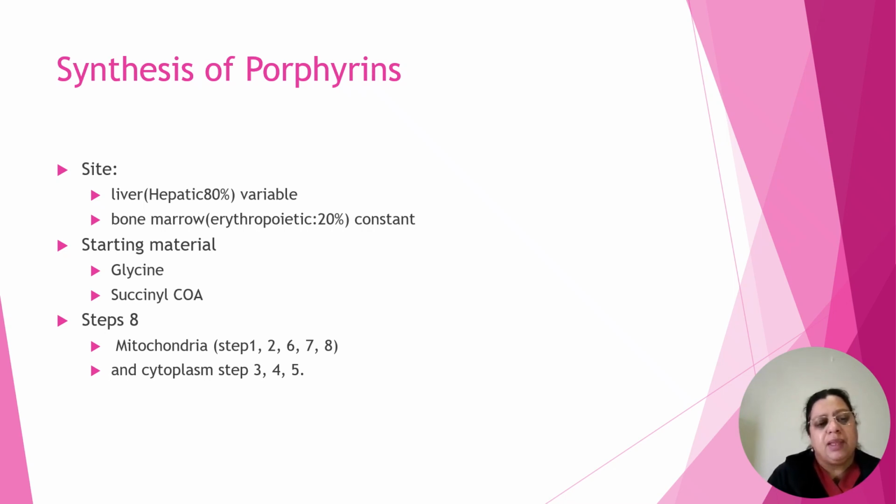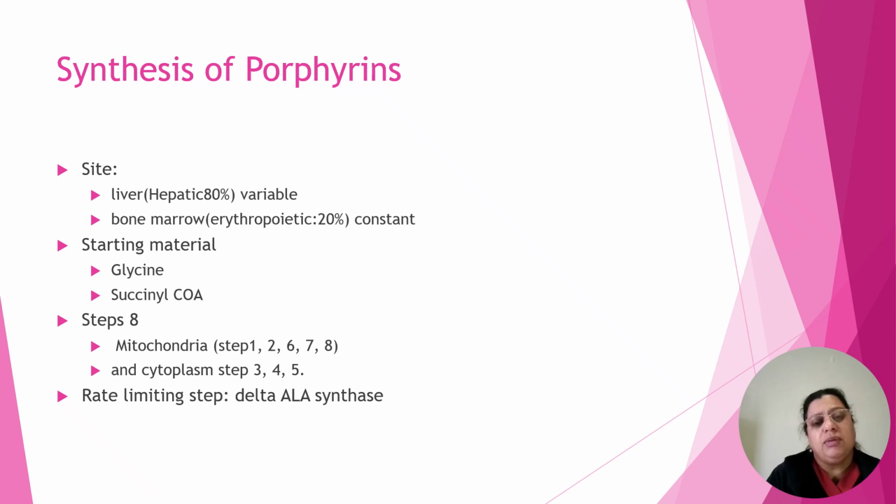And mind it, any cell which does not have mitochondria, for example the mature RBCs, will not be able to synthesize porphyrins. So porphyrin synthesis takes place in both the mitochondria and the cytoplasm. Steps 1, 2, 6, 7 and 8 are performed in the mitochondria, and steps 3, 4 and 5 are performed in the cytoplasm. So there is shuffling of porphyrin during the synthesis from mitochondria to cytoplasm and then finally back into the mitochondria.